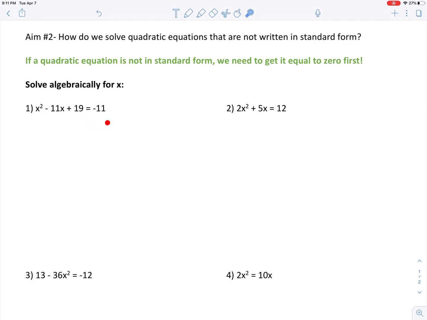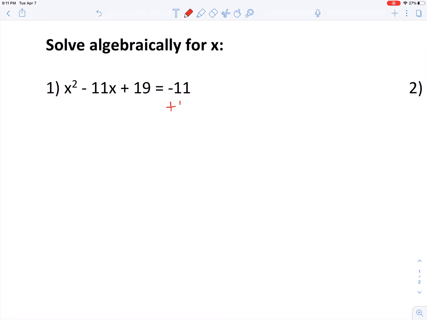to 0. So if you look at number 1, it has an equals negative 11 instead of an equals 0. So the first thing we're going to have to do is add 11 onto both sides to get it set equal to 0.